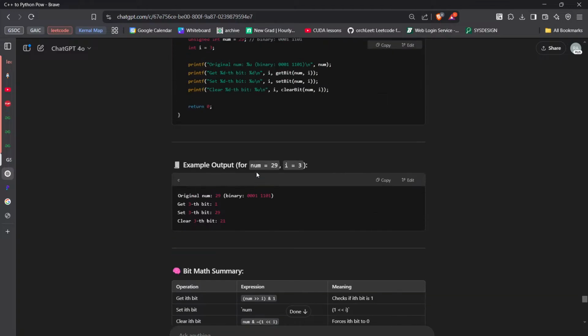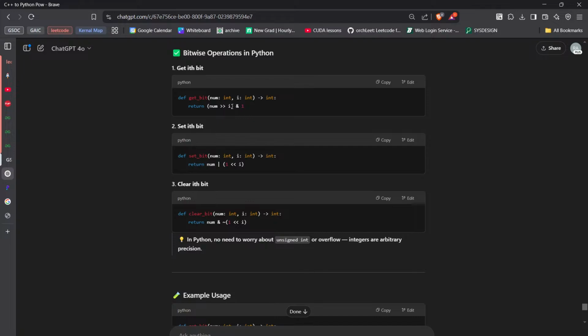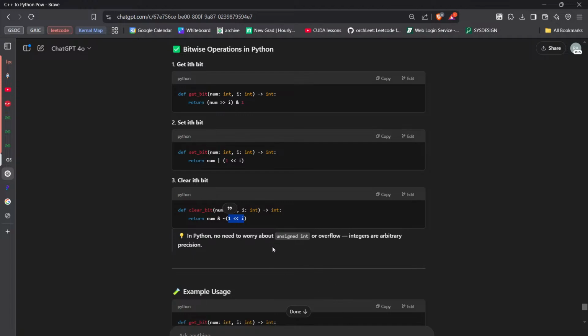Have they done the same thing in this? Right shifting num to I, and then doing one. Set bit: setting bit, num OR this to I. Clearing bit: num AND NOT I. And in this pattern you don't need to worry about unsigned or overflow. Integers are arbitrary precision.